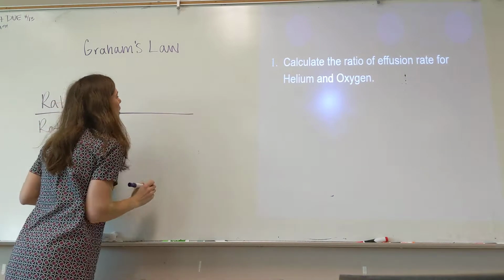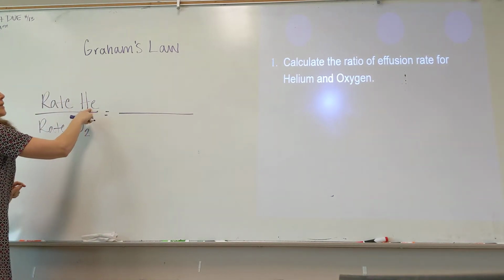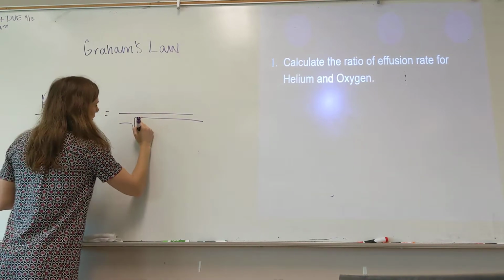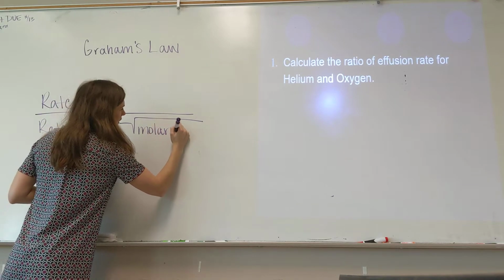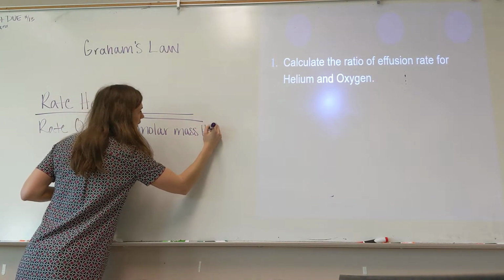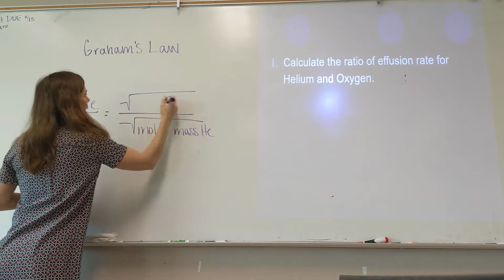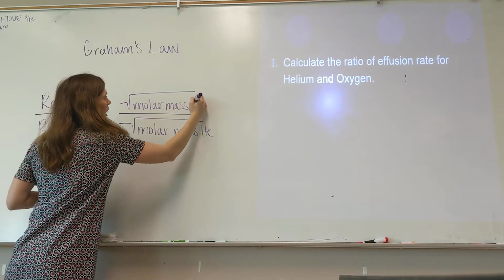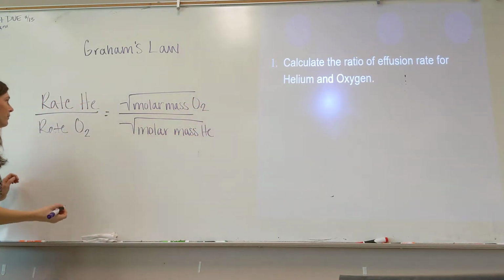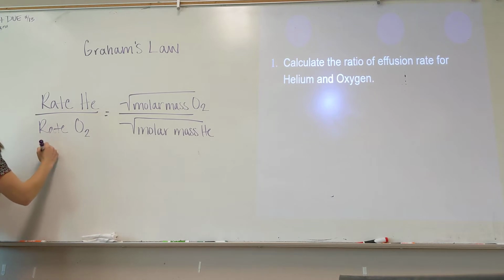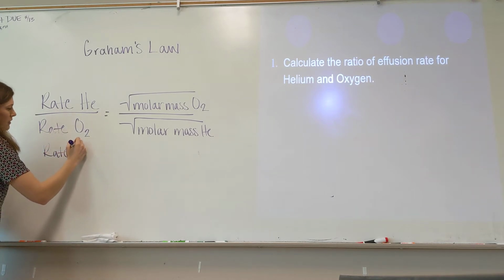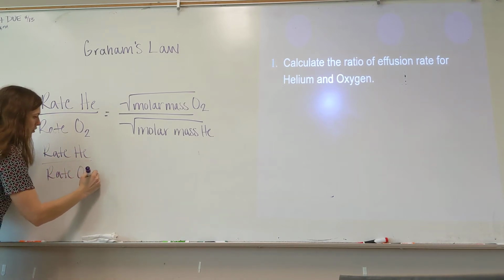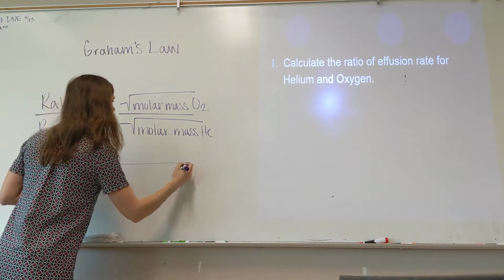And remembering from our equation, helium, since it's an inverse, is going to go on the bottom. I always write that one first. So I'm going to have the molar mass of helium and my molar mass of oxygen on the top. And then I can continue with my rate of helium to my rate of oxygen. Now I can plug in their molar masses.